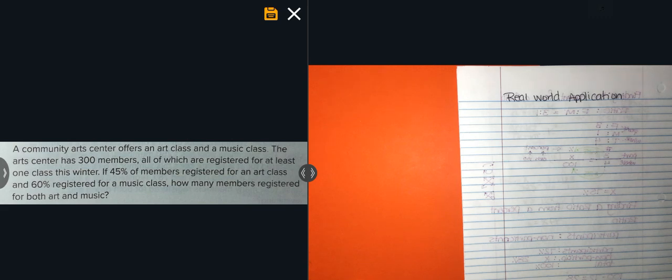All right. So for this example, what we're going to work on is using what we know about percents and ratios in a real world application. So we have a community art center. They offer an art class and a music class, and they have 300 members. All of the members are registered for at least one class this winter. If 45% of the members are registered for an art class and 60% of them are registered for a music class, how many members are registered for both art and music?